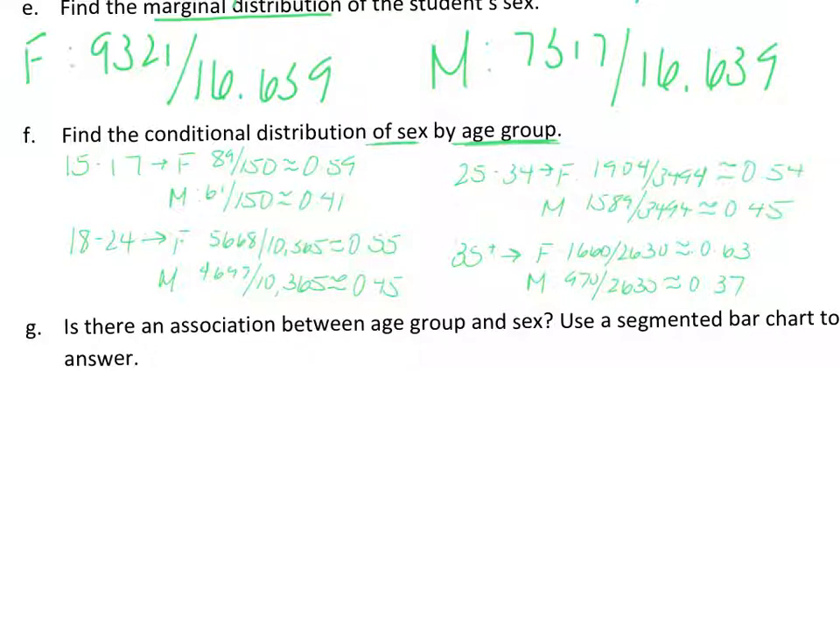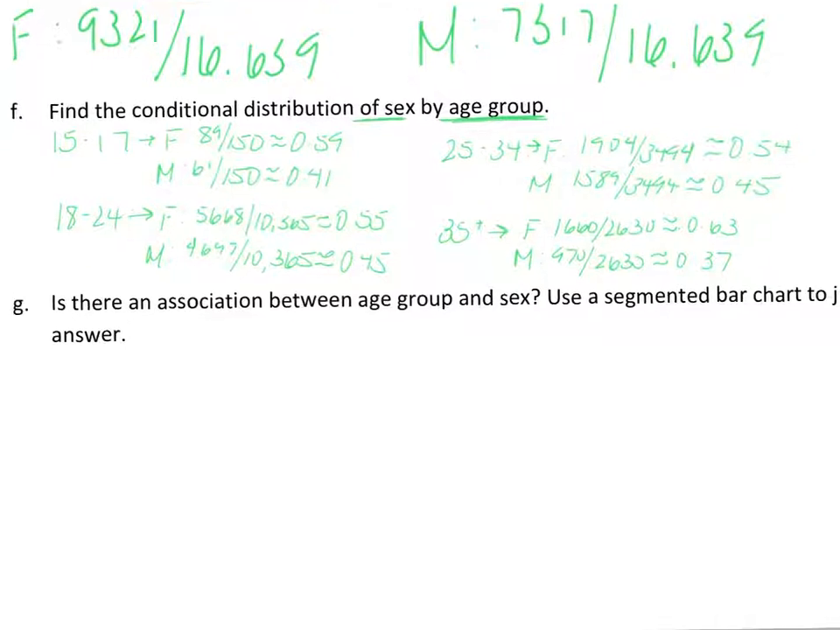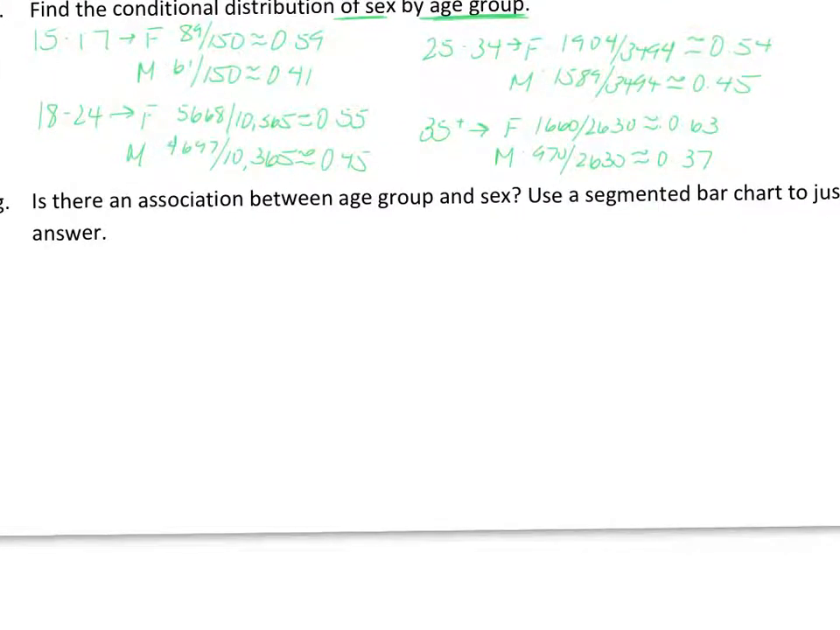Now, the last question here is asking if there's an association between the age group and the sex of the college student. So one of the things you can do is create or construct what's called a segmented bar chart in order to make these decisions. So I'll show you now how to make the segmented bar chart, and then we'll talk about how to make that decision. Essentially, a segmented bar chart is kind of like creating a pie chart, except you're using a bar.